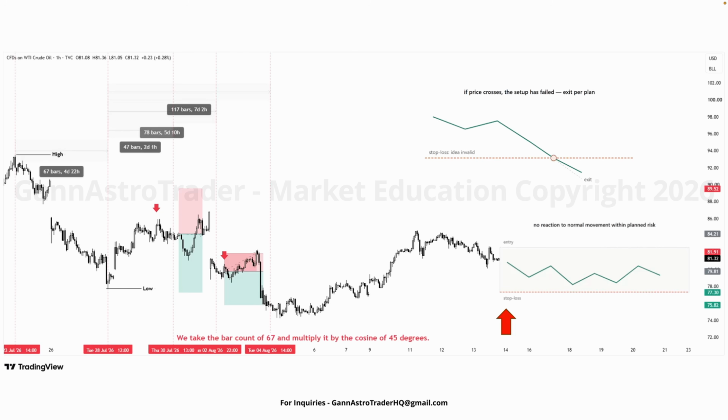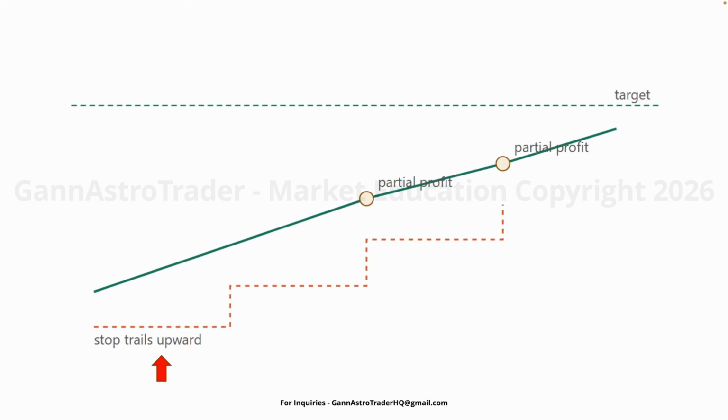Now, once the trade is active, we need to give price enough room to develop. One of the biggest mistakes traders make is interfering too early. If the market initially moves against us but remains within our planned risk, we should avoid making decisions based on fear. The trade should be managed according to the structure we defined before entry, rather than according to every individual candle.